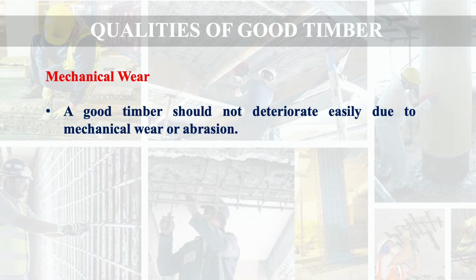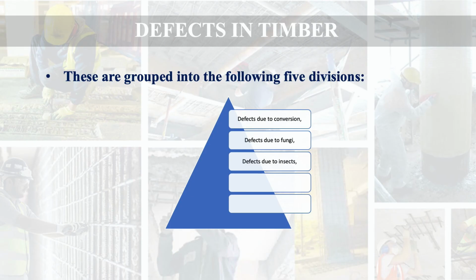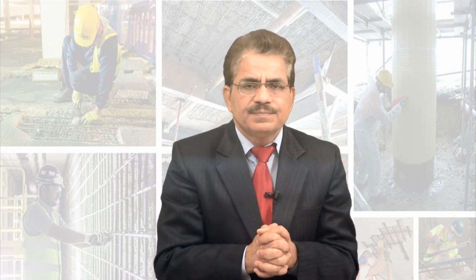Second is defects due to fungi. Due to fungi attack, there may be some defects caused in the timber. Those will be called defects due to fungi. Then defects due to insects. There are various categories or types of insects that may attack the timber and may create many defects in that timber. So those defects will be called defects due to insects.